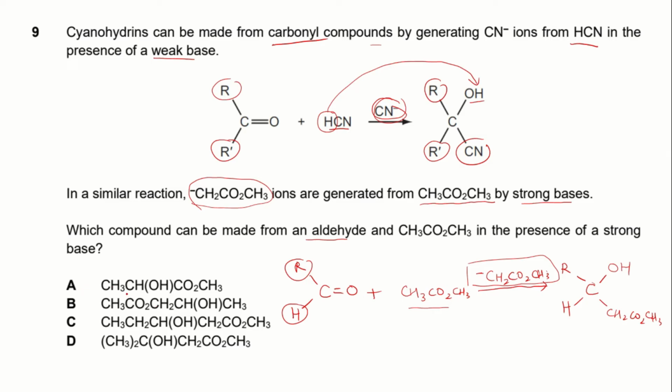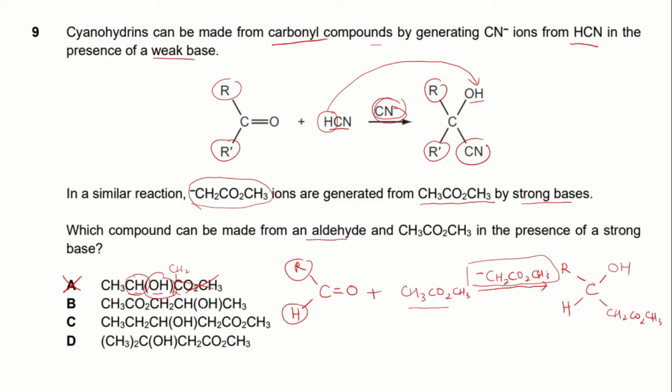Compound A, I have CH, OH, CO2, CH3. Now CH, from here, CH, which is correct. OH, correct. CO2CH3, this part is incorrect. Why? Because from the base, there's a CH2, CO2, CH3, so the CH2 in the middle is missing. So A is not correct.